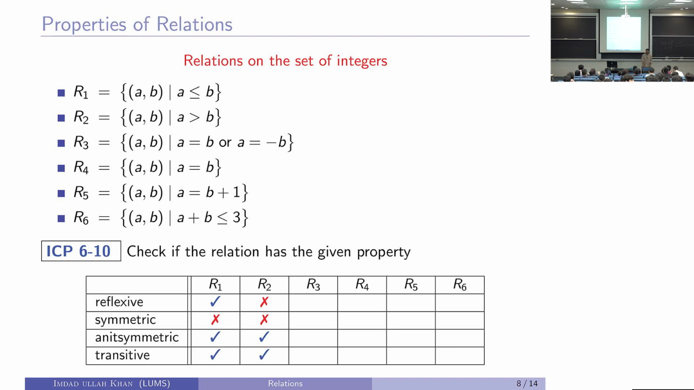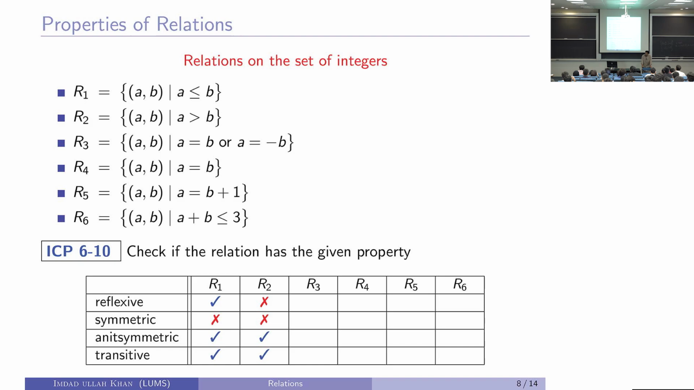Is R1 transitive? So if A is less than or equal to B and B is less than or equal to C, then A is less than or equal to C, right? Whenever AB is there and BC is there, then AC should also be there. AB is there because it satisfies the less than or equal to relation, and BC is there because B is less than or equal to C. Inequality is transitive.